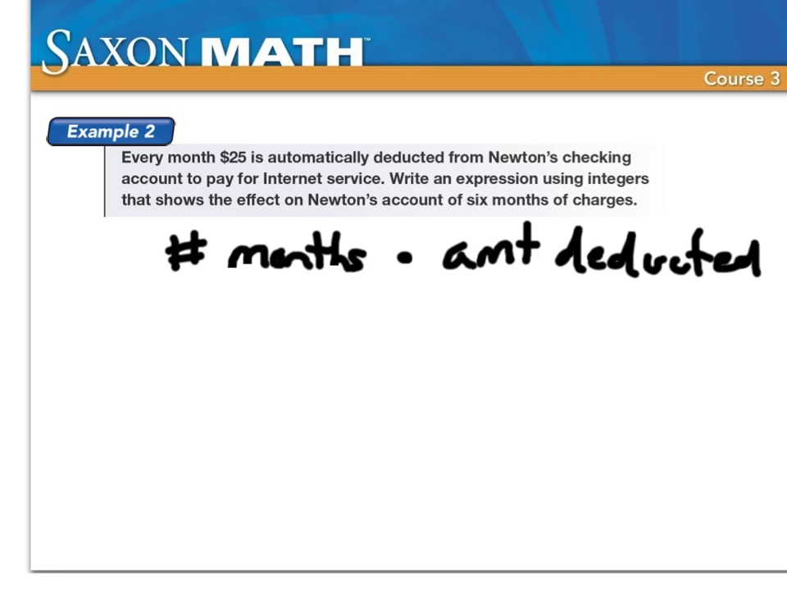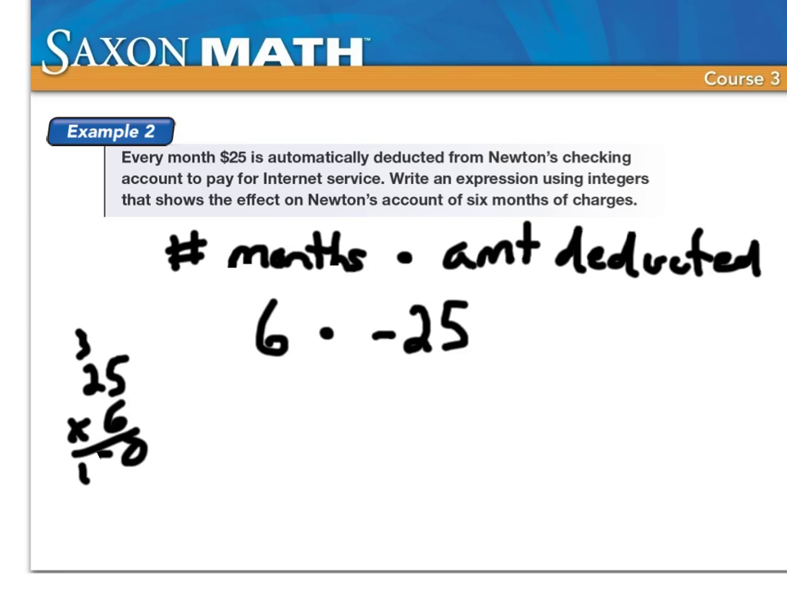Well, the number of months is 6 times, and then the amount deducted. Deducted indicates it's negative. We're taking money away. So we're going to take 6 times negative 25. What this means is he's losing $25 every month because it's getting taken out of his account. Well, I'm going to multiply 25 times 6 and get 150. And then a positive times a negative is a negative.